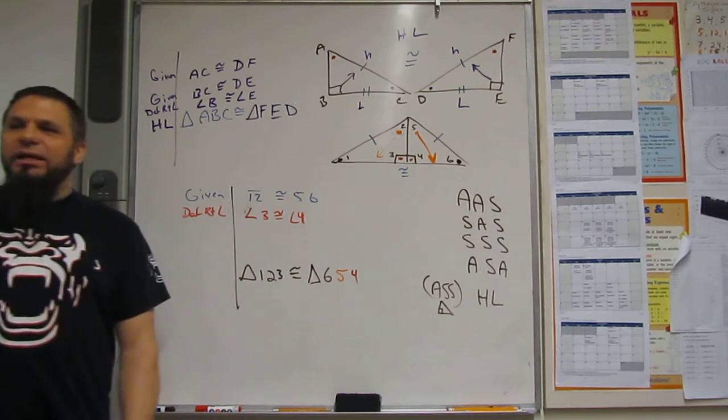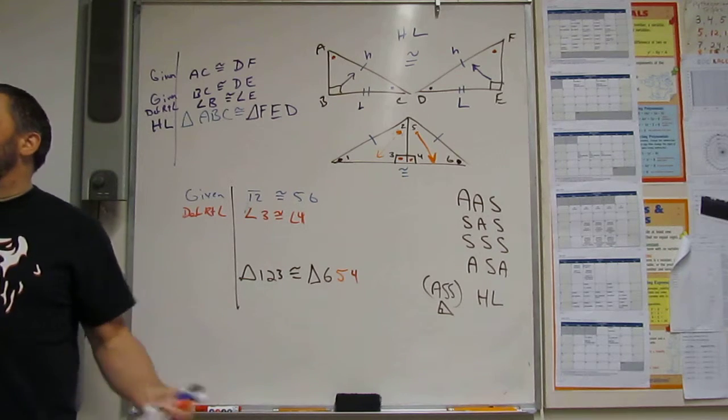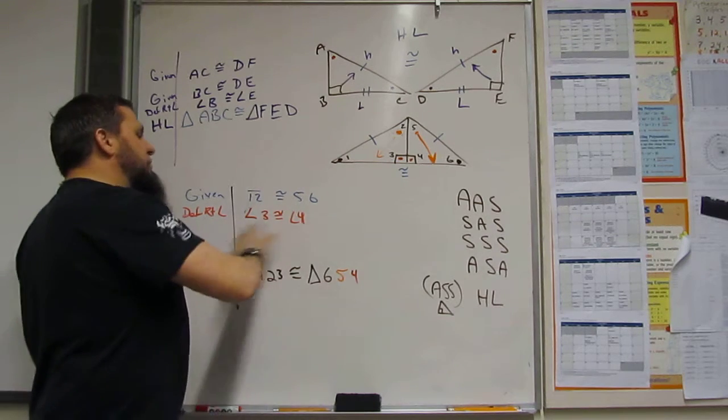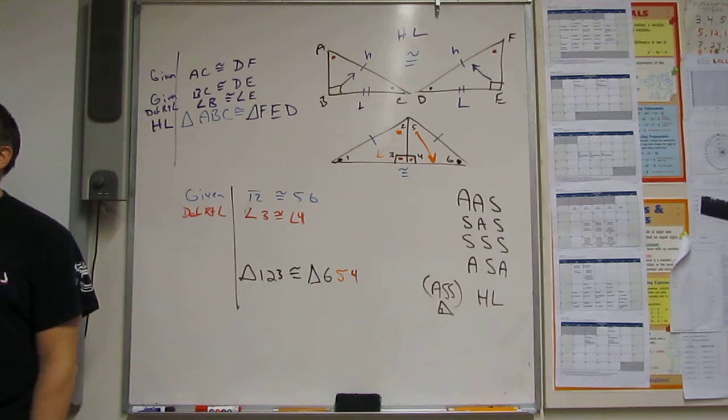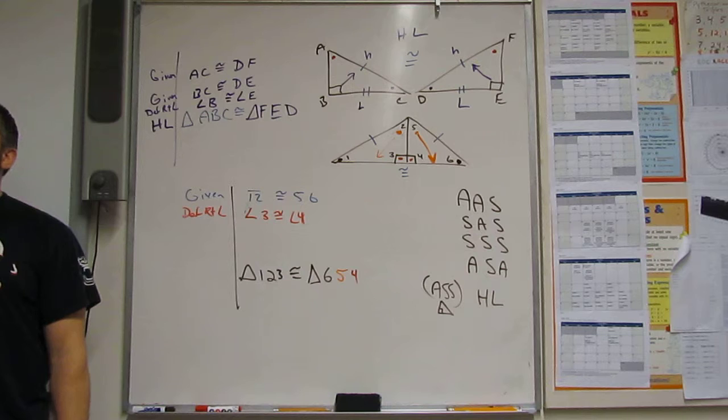Is there anything else? I need 3 things, right? We always need 3 pieces. We have 2 angles. We have a side. So I'm looking for an angle or a side. Is there an angle or a side that's congruent?